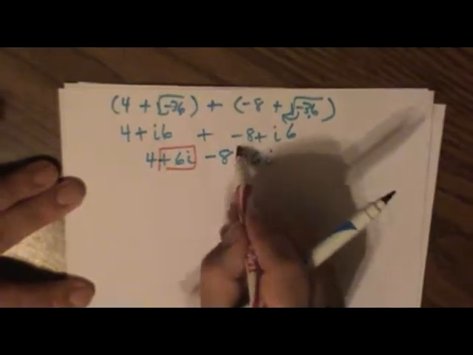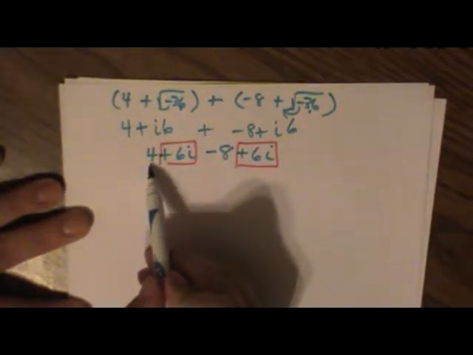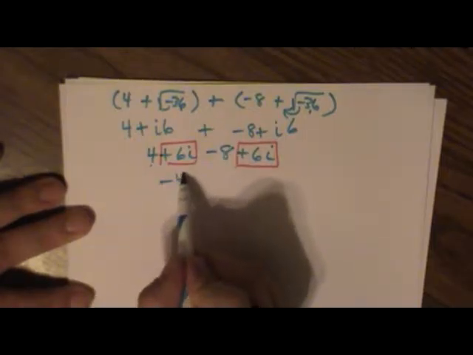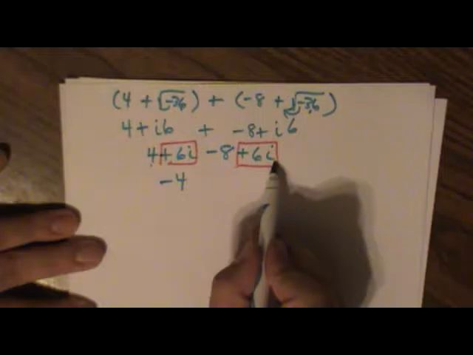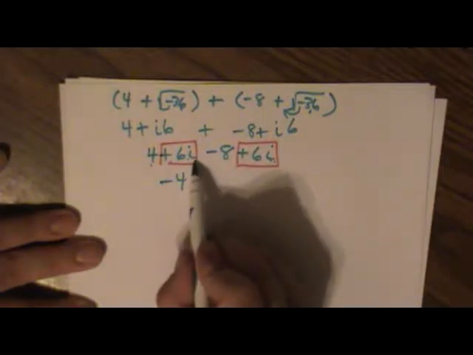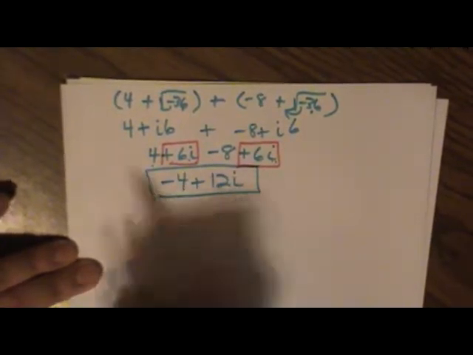Find our imaginary parts. We'll do the real ones first. 4 minus 8 is negative 4. And then now these are like terms because they're both i's, and it's 6 and 6, so we have 12i. And that is our answer.